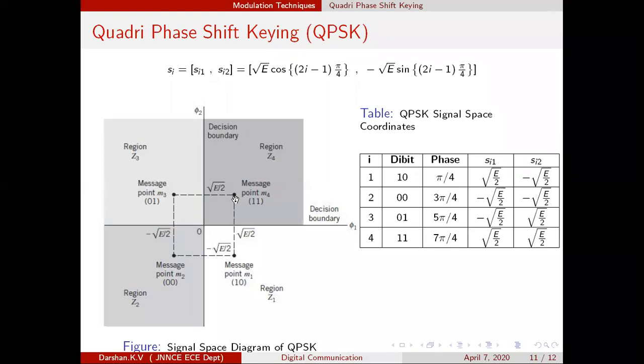For each and every point, remember one thing: whenever you are plotting any particular point, you should immediately assign a boundary for that. Why are you supposed to assign a boundary? Because during signal detection, you are supposed to plot the received signal point, and depending upon the position of the received signal, you are going to decide which signal has been transmitted.